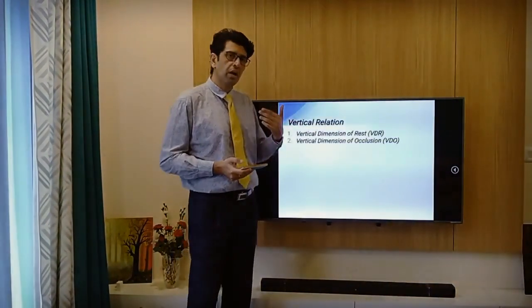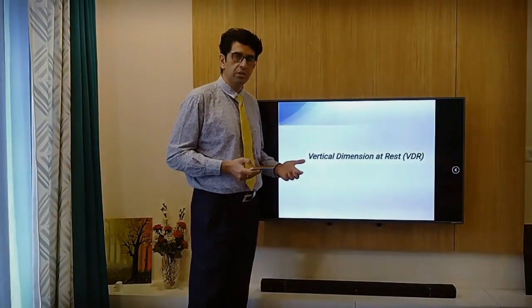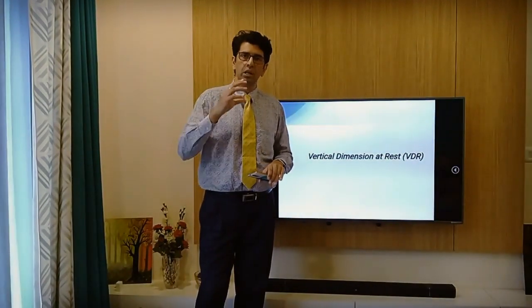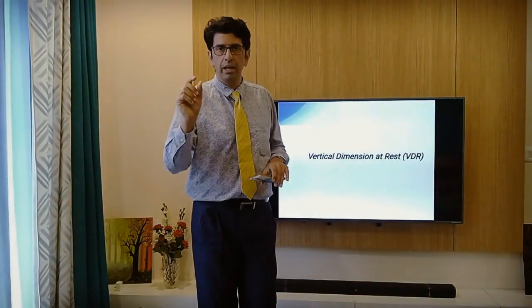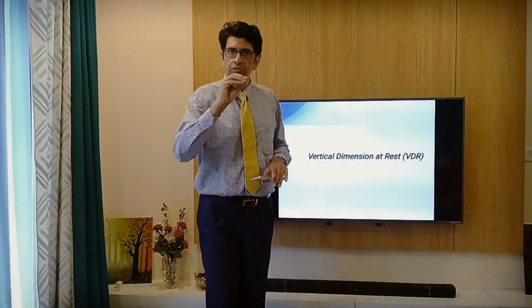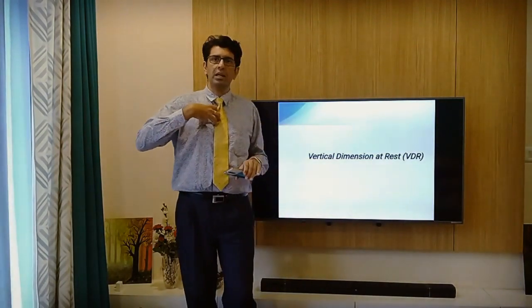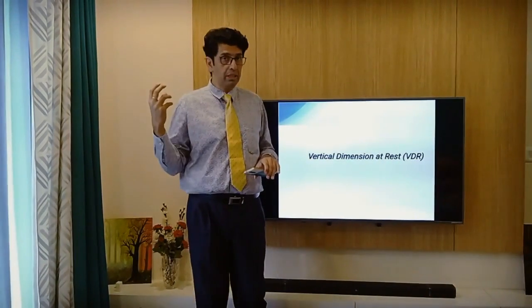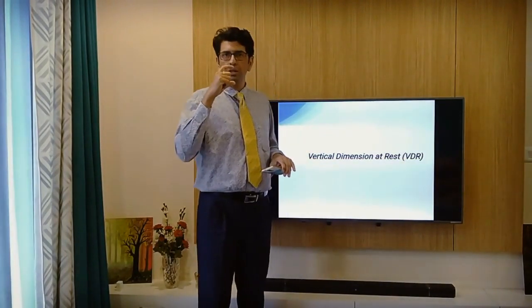So vertical dimension, you have vertical dimension at rest and vertical dimension of occlusion. Now, in vertical dimension of rest, let me first tell you this. What we really need is a vertical dimension of occlusion, because that is how we are going to articulate on our articulator. And there is where we are going to arrange our teeth, in occlusion. We are not going to arrange our teeth with the freeway space there. We are going to get them into occlusion. So what we really need is a vertical dimension of occlusion. But we have no way to find that out because we don't have teeth. So we are going to go a roundabout way and we are going to find out the vertical dimension of rest.